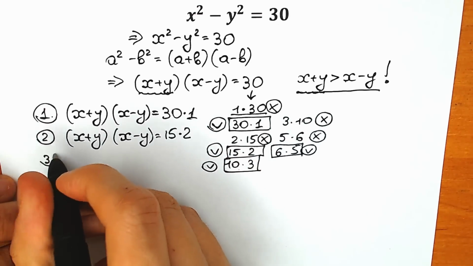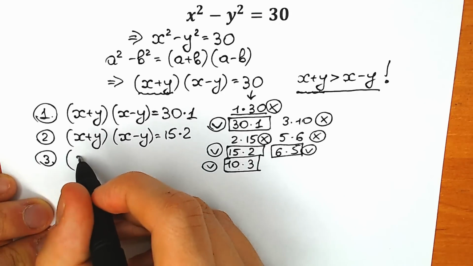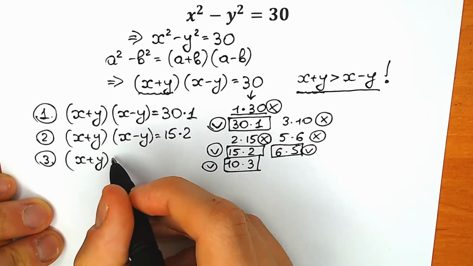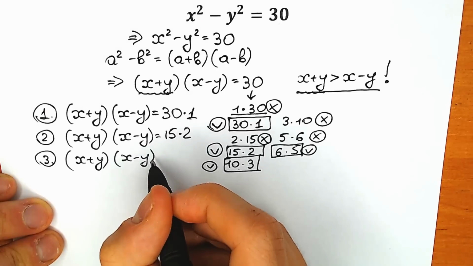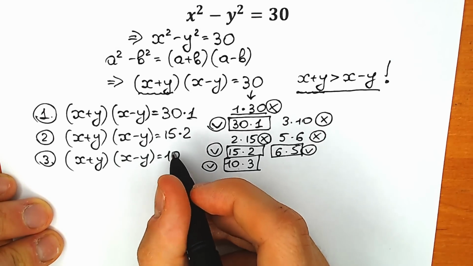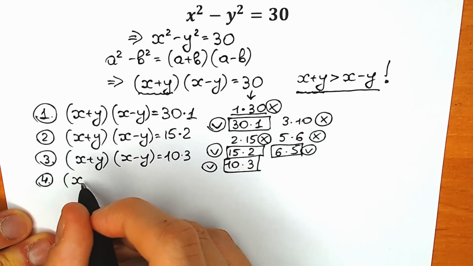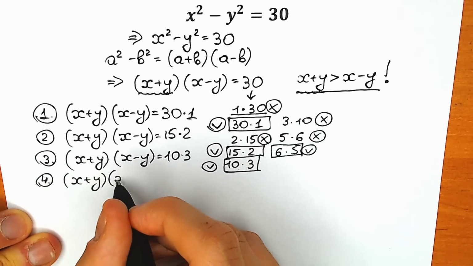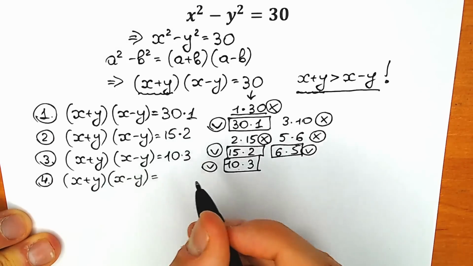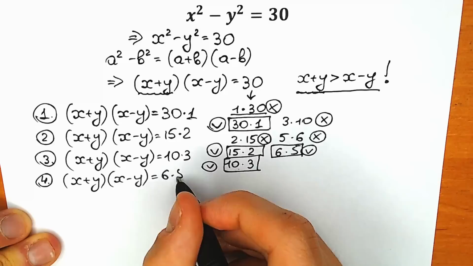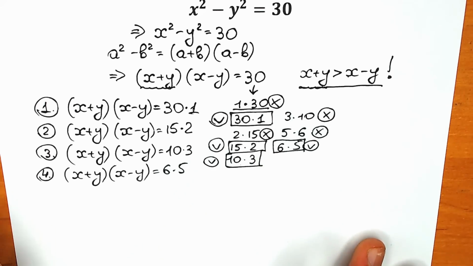The third one, so as a result, what do we have? x plus y times x minus y equal to 10 times 3, and the fourth case, x plus y times x minus y equal to 6 times 5. So we have only 4 cases, and right now let's solve it real quick.